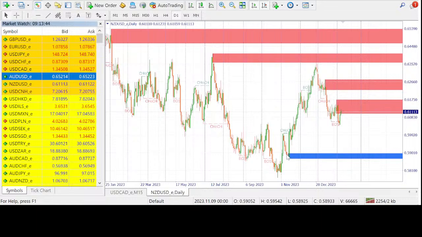We do expect that the price may likely extend even higher. So after a breakout above this red zone, we expect it to proceed upwards towards the next zone, which is this one. If this zone is broken, then the next zone is this one. If this is broken, then the next zone is the one we have at the very top.